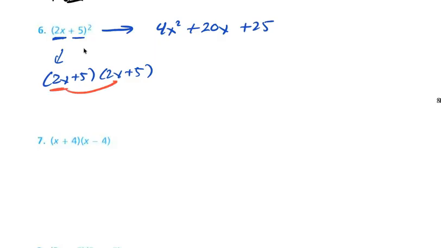So 2x times 2x is 4x squared. 2x times 5 is 10x. Right? So we multiplied this term by all the ones on this side. And then we do the same thing over here. Multiply that 5 times each of those. So plus 10x plus 25.